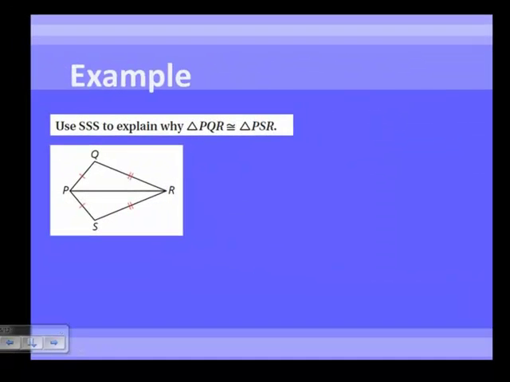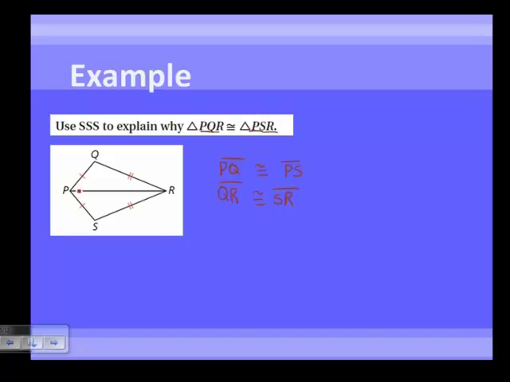Okay, so we can explain why these two triangles are congruent without doing every single side and every single angle. What we can do is we can first say we're given that PQ is congruent to PS. That's one thing that we have. The other thing that we're given is that segment QR is congruent to segment SR. We're given that here, QR and SR.